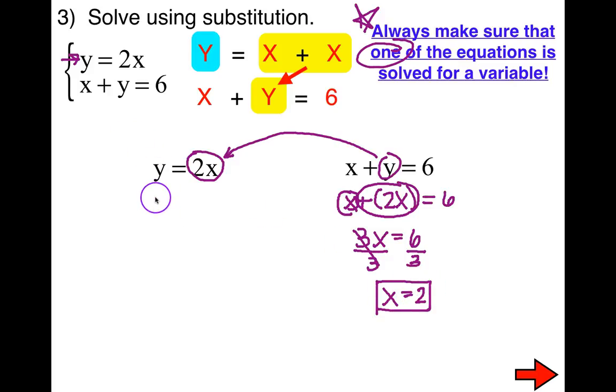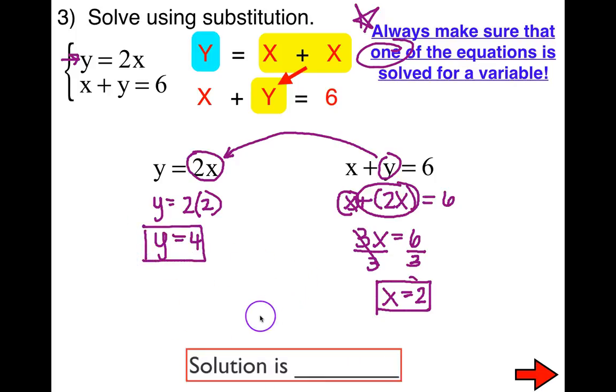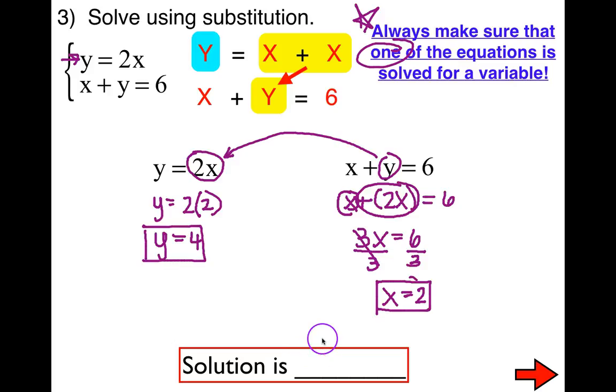Now we're going to replace the x with a 2. In this equation, I'm going to write y equals 2, put parentheses, and put the value of x, which is 2. So now I get that y equals 4. So I can say that my solution, since we write it as x comma y, is 2 comma 4.